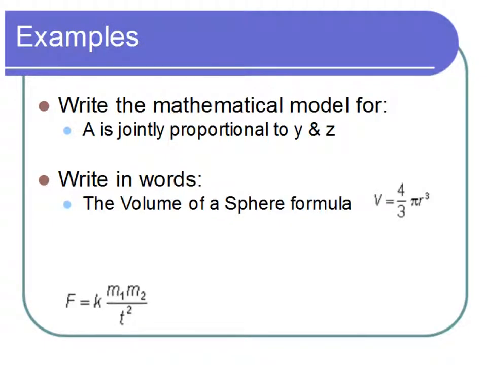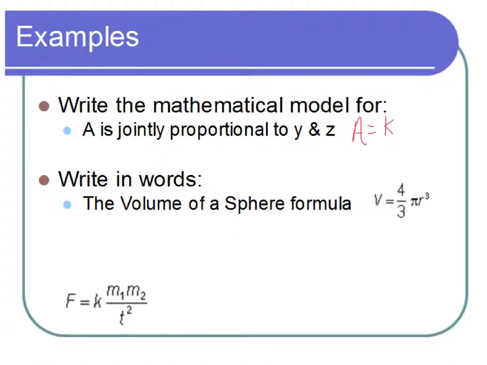Okay, so let's practice writing some models. We're going to write a mathematical model for this expression. It says A is jointly proportional to y and c. Okay, A is jointly proportional. So this is going to be where there's three things going on. And what we always put in here is a k value.